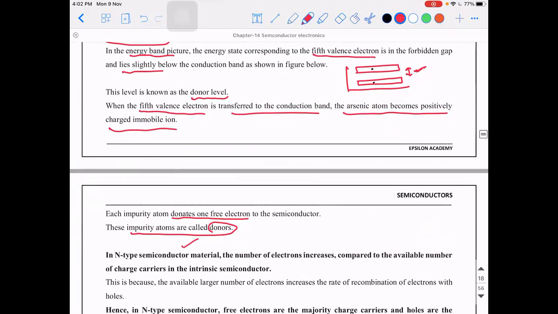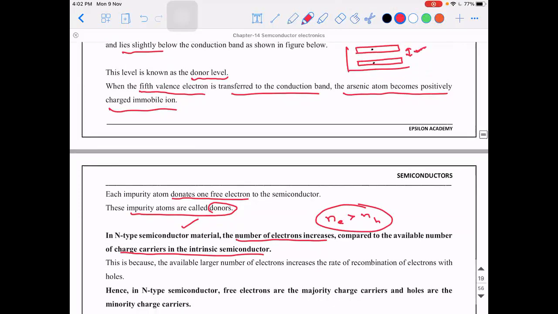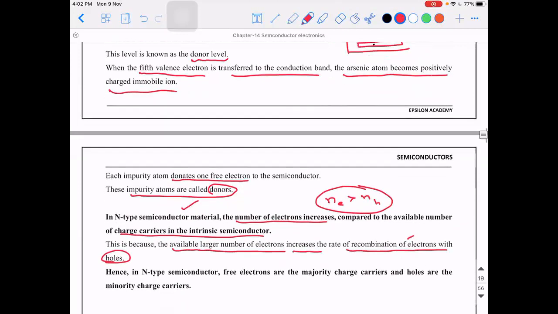So in an N-type semiconductor material, the number of electrons increases compared to the available number of charge carriers in the intrinsic semiconductor. So in this case, Ne will generally be greater than Nh. This is because of the availability of a large number of electrons, which increases the rate of recombination of electrons with the holes. Let's see what this recombination is in the case of a PN junction diode. As of now, understand what an N-type semiconductor is.